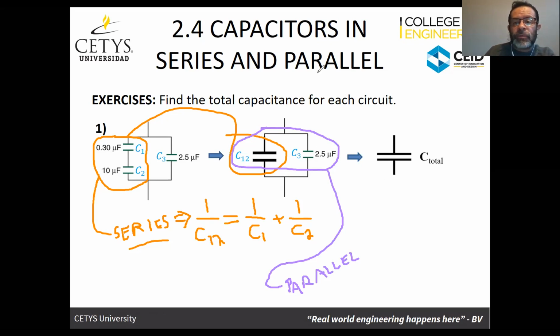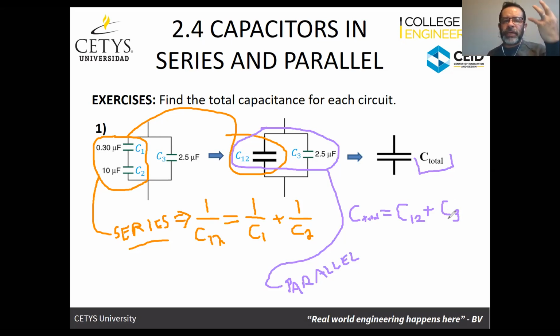So this parallel connection, which is also going to be this equivalent capacitance, C total, is going to be equal to the sum of those 2 capacitances, which is C12 plus C3. And this is how we would find the total capacitance, okay? We analyze the circuit and try to reduce it until we only have 1 capacitance. And how are we going to do that? We're going to be identifying the series and the parallel connections, okay?